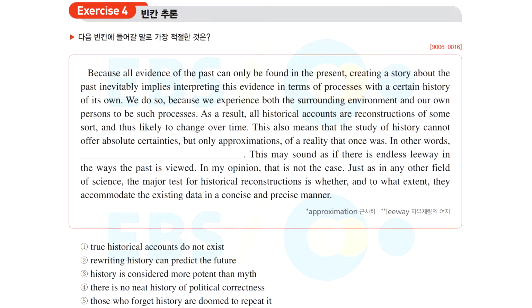This also means that the study of history cannot offer absolute certainties, but only approximations of a reality that once was. In other words, true historical accounts do not exist. This may sound as if there is endless leeway in the ways the past is viewed. In my opinion, that is not the case. Just as in any other field of science, the major test for historical reconstructions is whether and to what extent they accommodate the existing data in a concise and precise manner.